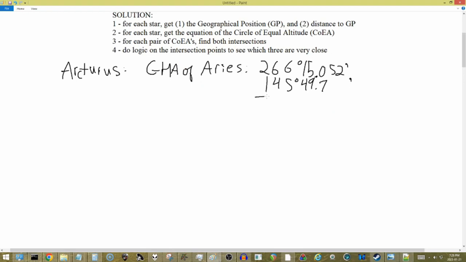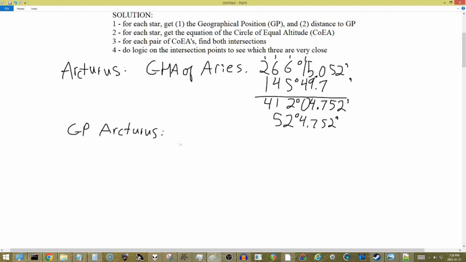So we just add these 2 together. So 412 degrees and 4.752 arc minutes. Then we just subtract 360 and we get 52 degrees, 4.752 arc minutes. So then the GP of Arcturus has a latitude and a longitude.